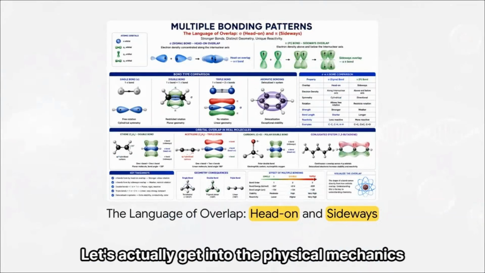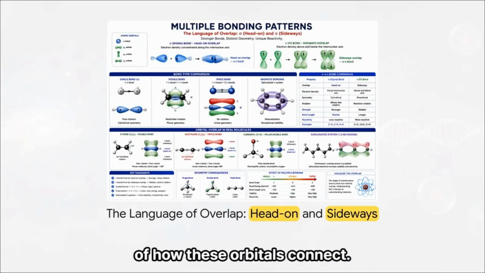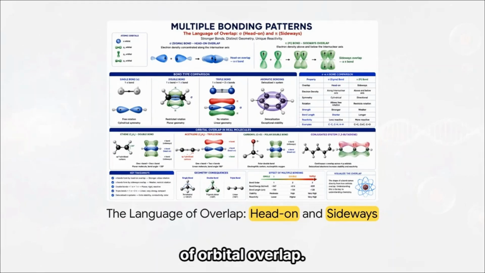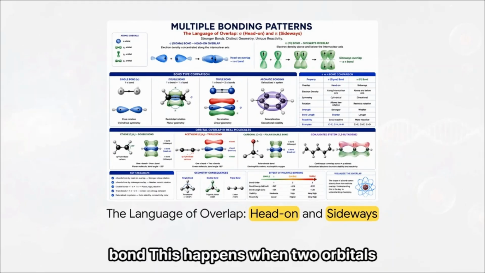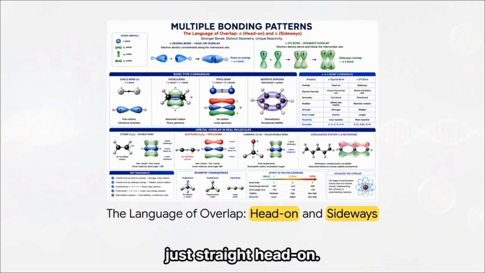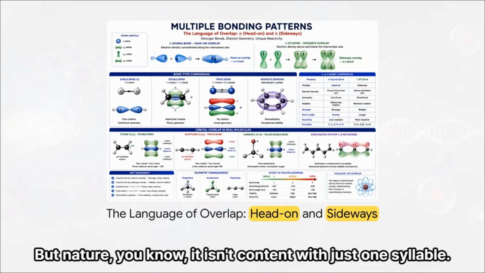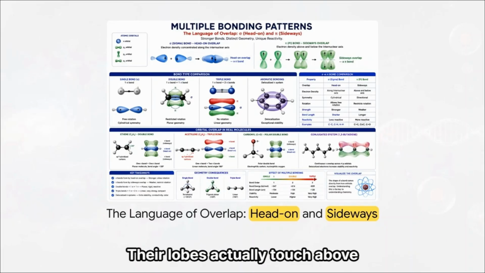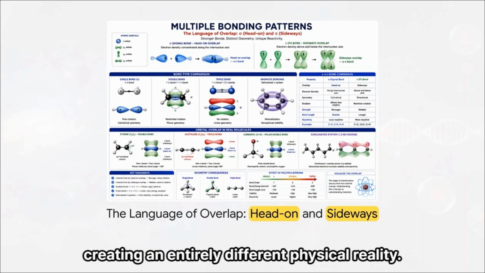Let's actually get into the physical mechanics of how these orbitals connect. It all comes down to the fundamental language of orbital overlap. First up, we have the sigma bond. This happens when two orbitals overlap directly along the internuclear axis, just straight head-on. But nature, it isn't content with just one syllable. Enter the pi bond. This forms when unhybridized p orbitals overlap sideways. Their lobes actually touch above and below that central axis, creating an entirely different physical reality.